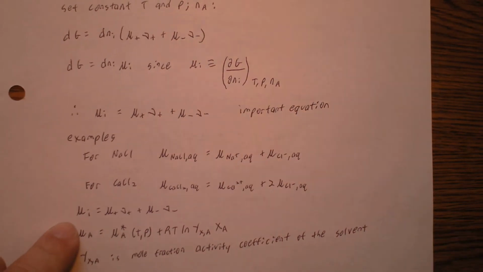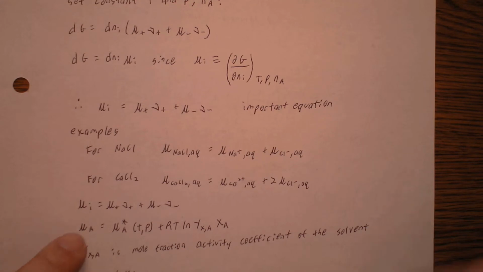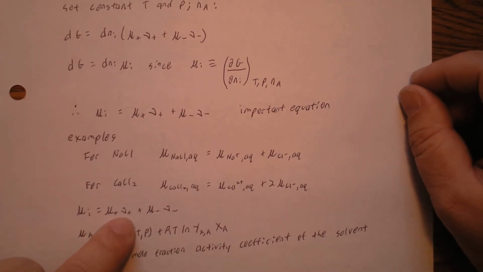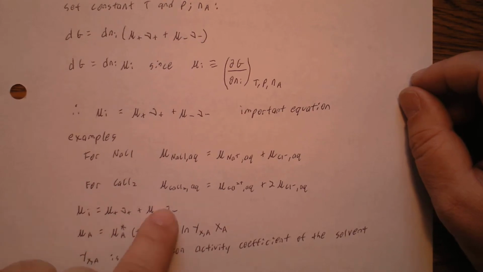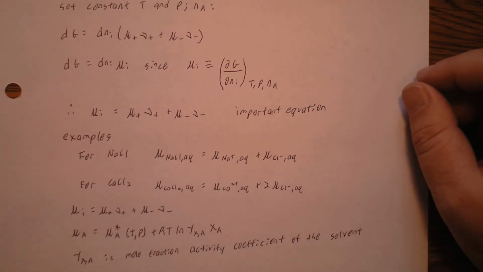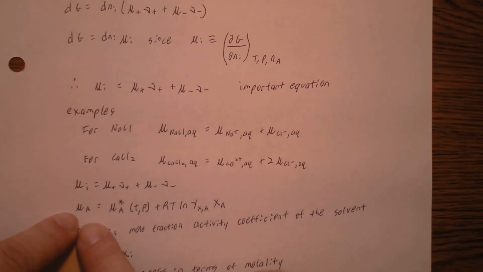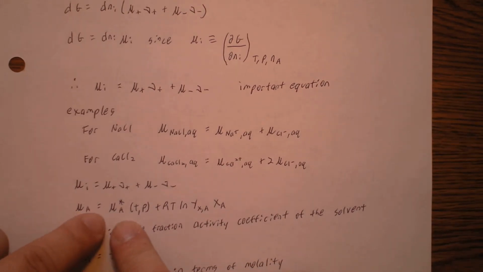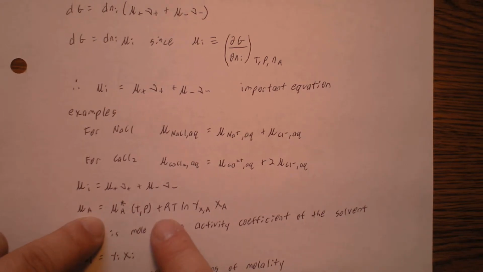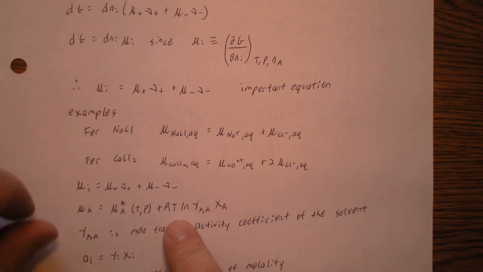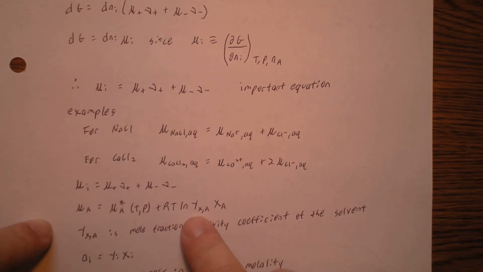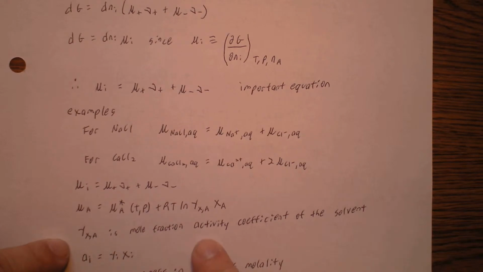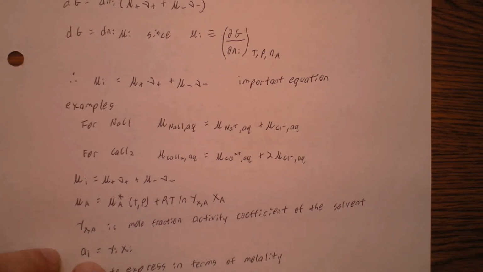Now the chemical potential of substance I is equal to the chemical potential of the cation times the nu of the cation plus the chemical potential of the anion times the nu of the anion. Now remember, the chemical potential of the solvent is equal to the chemical potential of the solvent in the pure state at whatever temperature and pressure plus the gas constant R times the temperature times the natural log of gamma times the mole fraction X sub A. So remember, gamma sub I is the mole fraction activity coefficient of the solvent. And remember, the activity of I is equal to gamma I times X I.